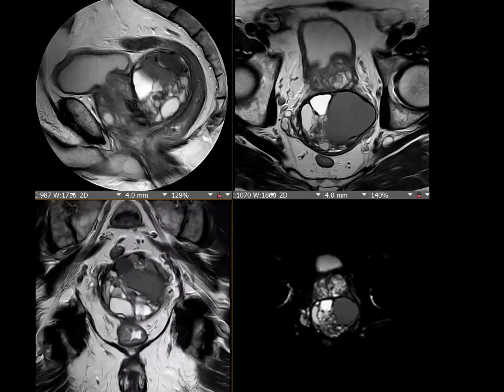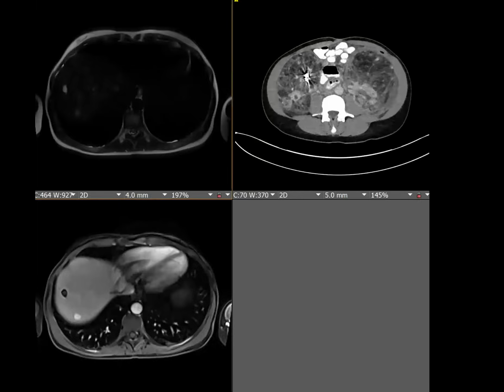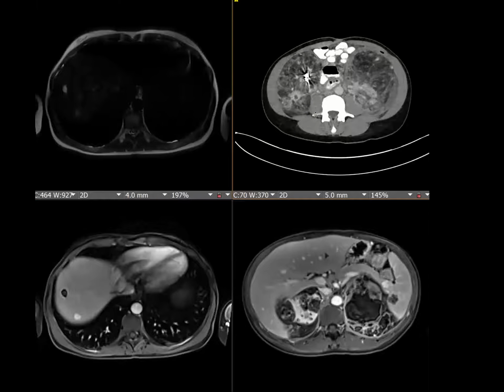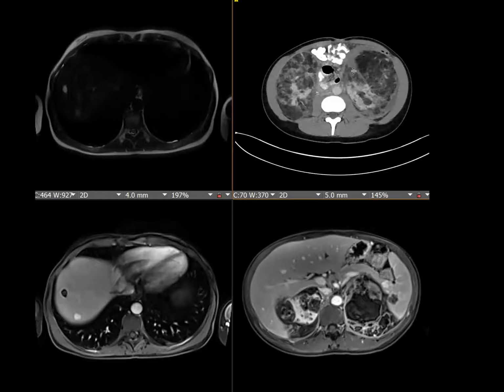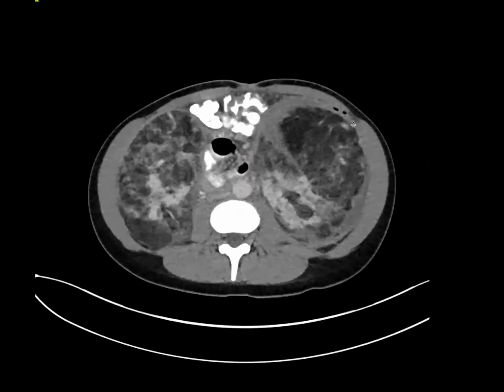This final case requires a significant amount of discussion because it's a case that keeps on giving. So I'm just going to open it up. We'll go through it, and then you guys will tell me what you would like. So I'm going to start with the CT that was done for this patient. If I can get this to become bigger, that would help me.